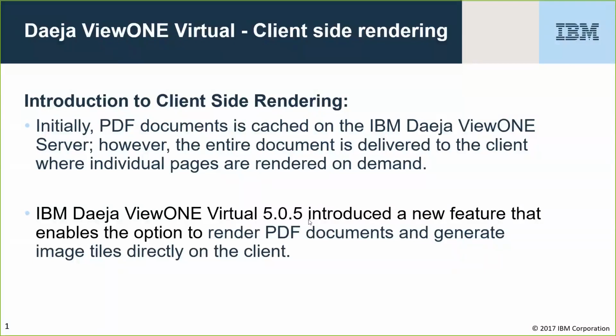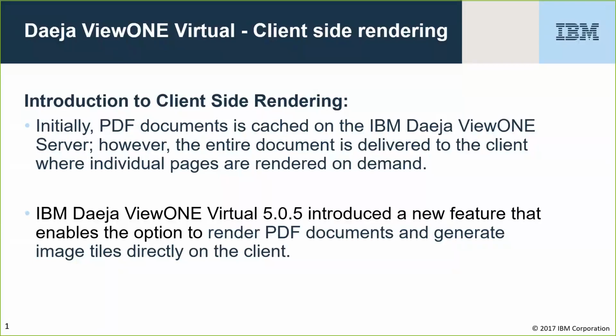In IBM Daeja ViewONE Virtual, the default main document display is composed of image tiles. Documents are rendered on the server across the network, which could produce many network requests. The page display speed is bounded by the performance of the network between the client and the server, and the available resources on the server, resulting in slower performance.